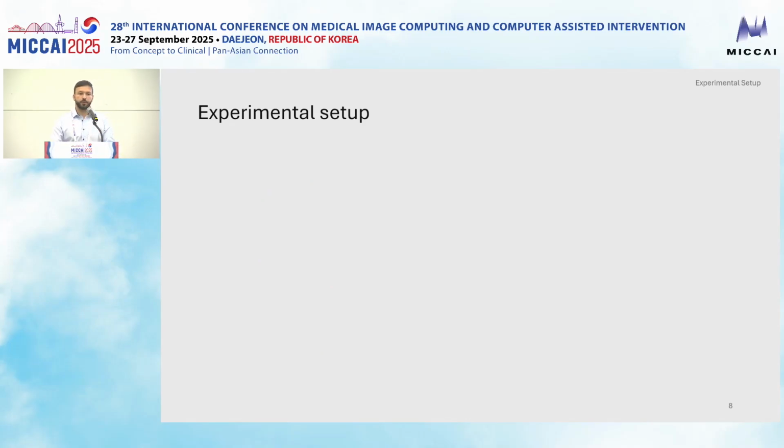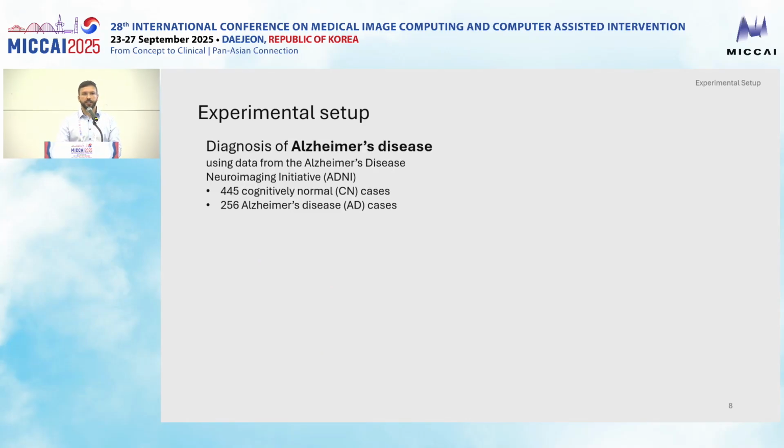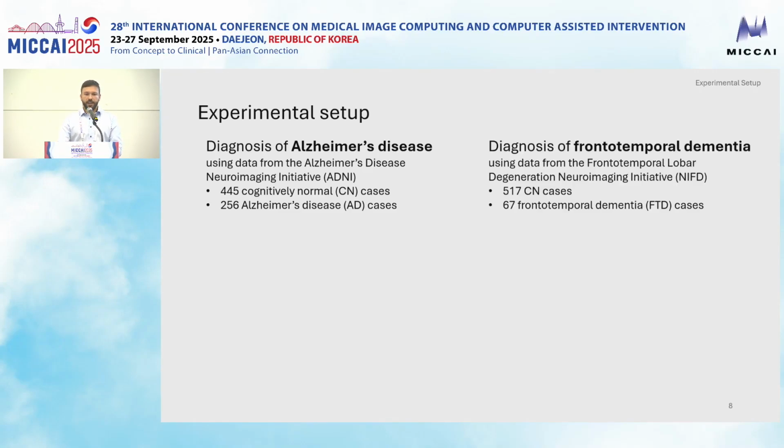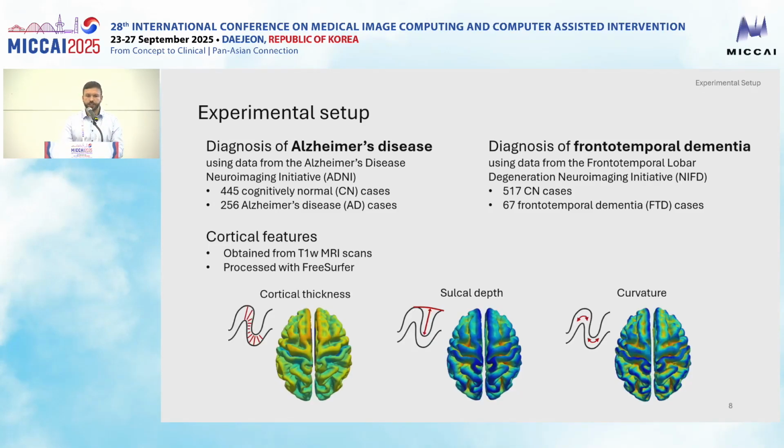Now, to benchmark this approach, we consider two diagnostic tasks. The first is diagnosis of Alzheimer's disease, the most common form of dementia. For this, we used around 700 scans from the ADNI. As a second task, we also considered frontotemporal dementia. This is a little bit less common form of dementia, but still severe. For this, we obtained 67 cases from the NIFD. As input features, we use cortical thickness, sulcal depth, and curvature. These were obtained from the original MRI scans with FreeSurfer.